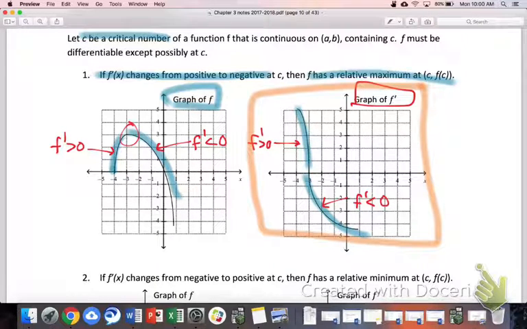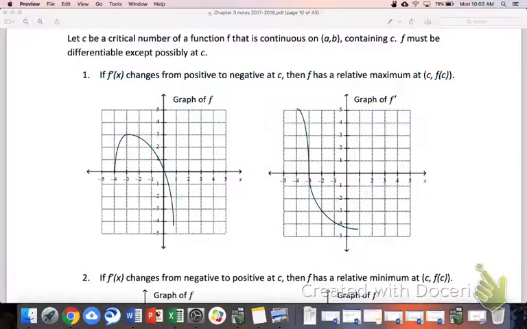Make sense? You'd have to look at f prime and say, what's the behavior of f prime? Well, look, f prime is 0 right there, and f prime changes from positive to negative, therefore f has a local max. Make sense? Okay, so that's the first part of the first derivative test.